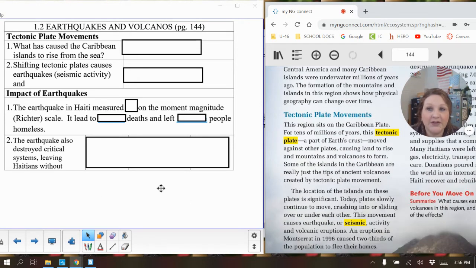So we have our answer to this first question here, and that is what has caused the Caribbean islands to rise from the sea? And it tells us here by tectonic plate movement. So we've got shifting of tectonic plates, which is going to make those islands rise from the sea. And as I said, most of them are just the tips of ancient volcanoes that have created these islands.